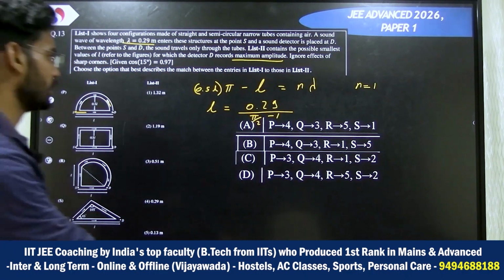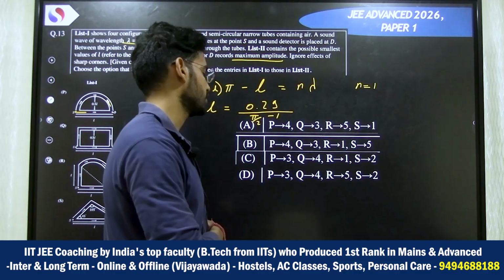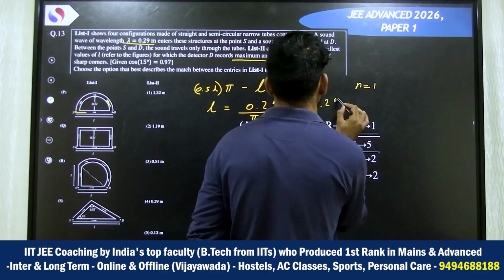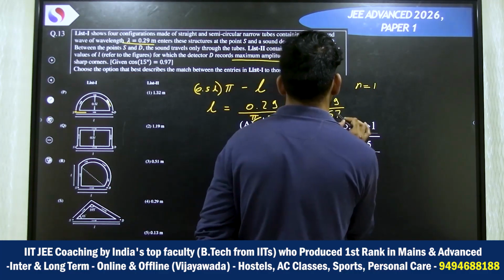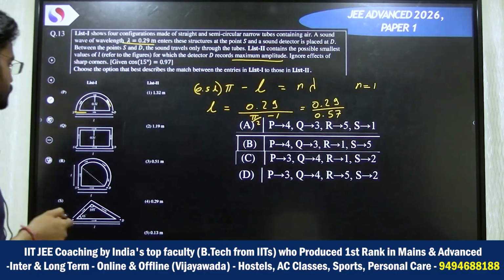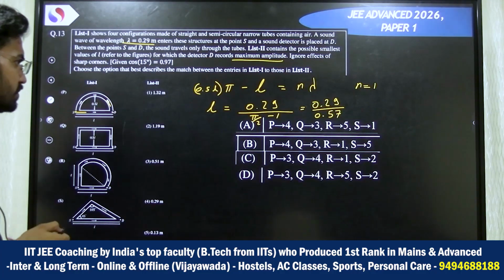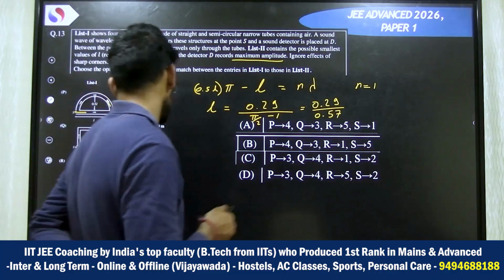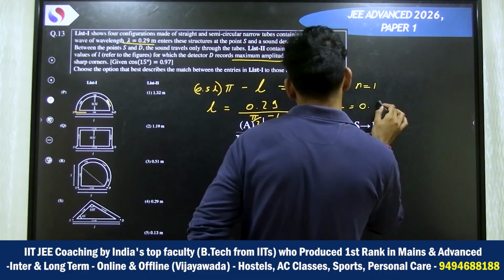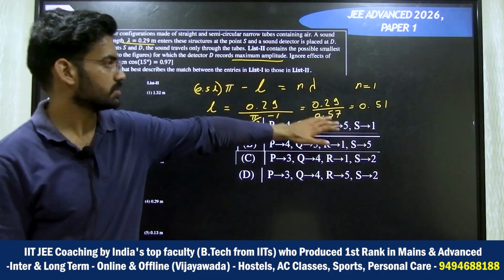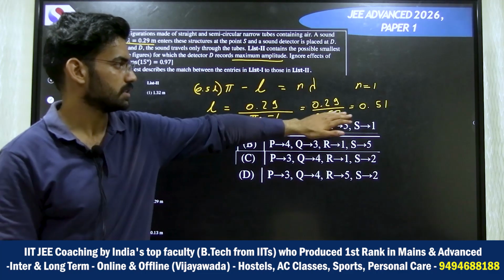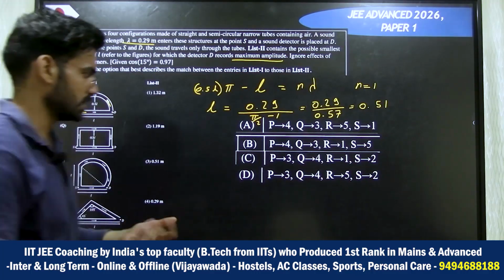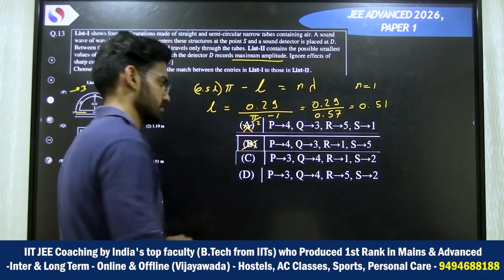If we solve this, pi by 2 is 3.14 by 2, that's 1.57, minus 1. So that's 0.29 divided by 0.57, right? 0.29 by 0.57. If you solve this, 0.3 by 0.6 approximately comes to half, so about 0.5. So that's the third option. So P will match with 3, and then A and B are not the answer, correct?